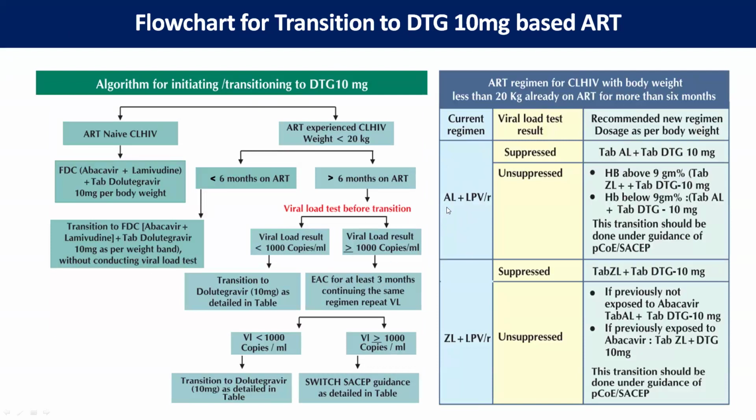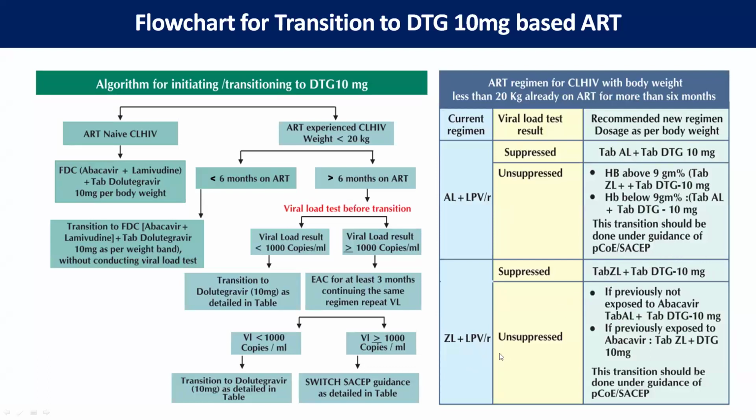If a patient is on abacavir, lamivudine, lopinavir for more than 6 months, the time of viral load has come. So do the viral load. If it is suppressed, then change to ALD. But if unsuppressed, then you have to switch over to TLD. For ZLD, of course, you have to see the hemoglobin level. If hemoglobin is less than 9, then you have to continue the ALD and follow up.